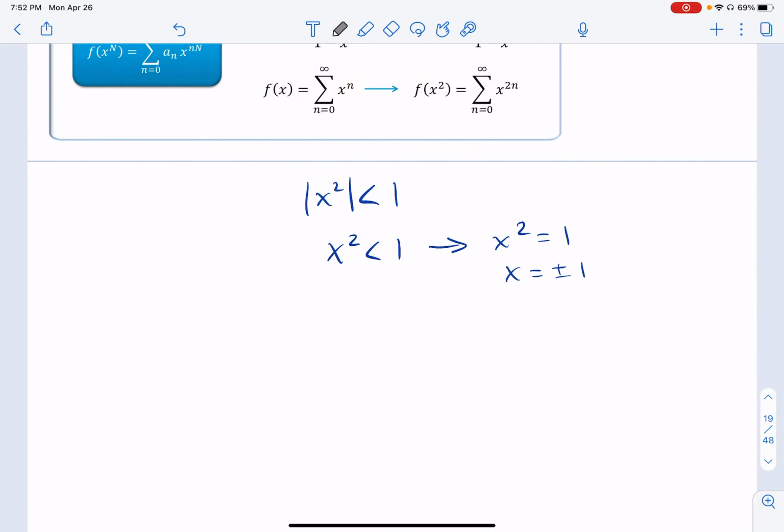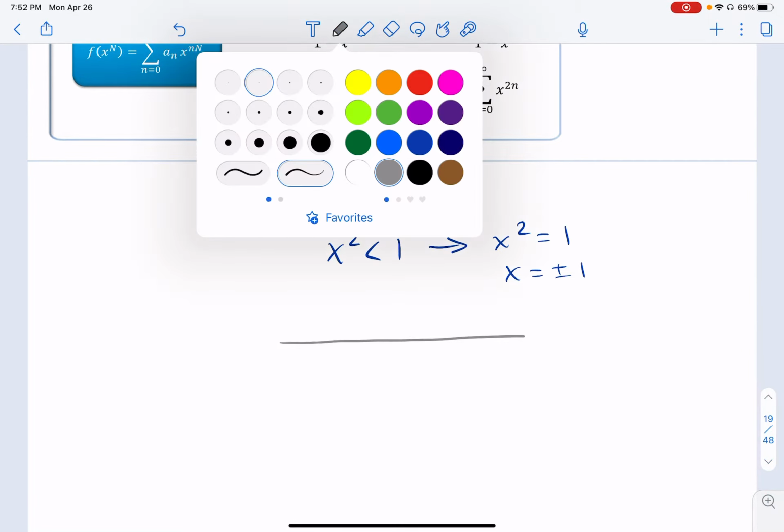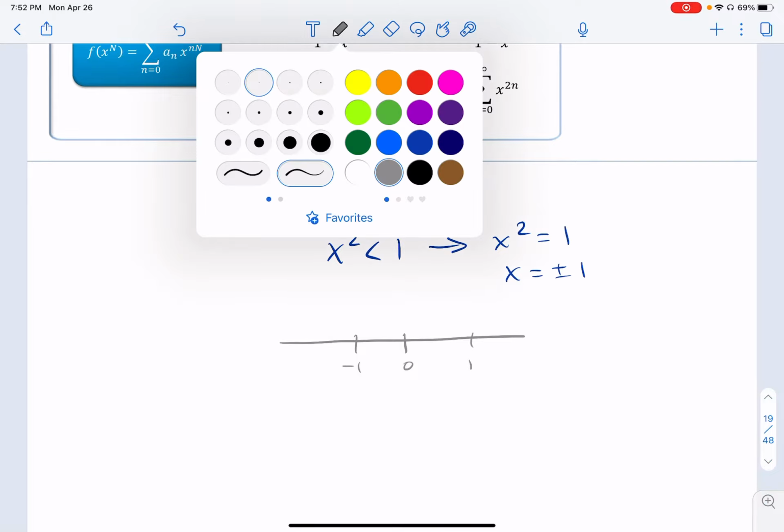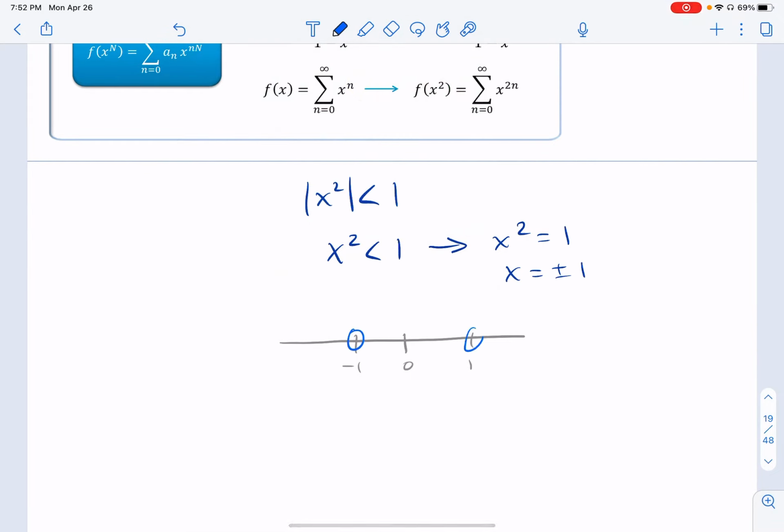You throw that thing on a number line. On this number line is 0. I got a negative 1. I got a positive 1, right? I get open circles around these, and then just do a test value here. If I plug in a 0, 0 squared is less than 1, so I get all the stuff that's in between here. And our interval of convergence is negative 1 is less than x, which is less than 1. Wow, we got the same exact interval of convergence that we had before.